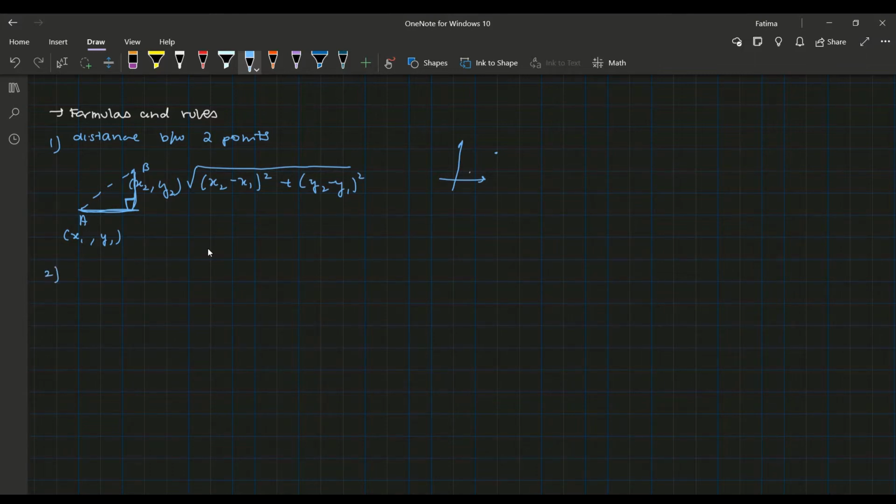The next formula we'll be covering is the midpoint between 2 points. So that would be for the x coordinate x2 plus x1 upon 2, and for the y coordinate it would be y2 plus y1 upon 2. Essentially, we'd first be finding the midpoint of the x-coordinate and then the midpoint of the y-coordinate. So this is for x and this is for y.